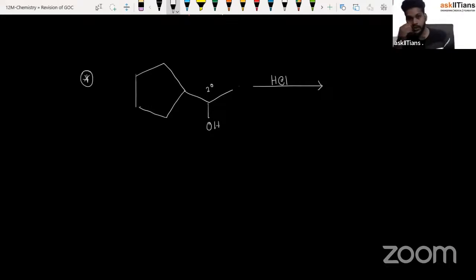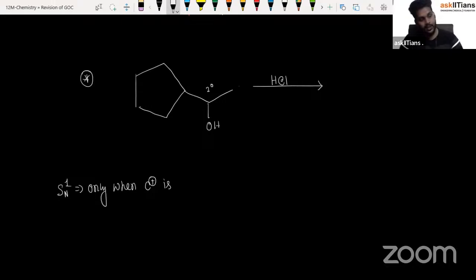Is it going to undergo SN1 or SN2? When do we really understand that it would be SN1 or SN2? SN2 always. SN1 only when the carbocation that is getting generated is stable. So try to make it undergo SN1 once and see whether there is a stable carbocation that you get or not. If you get a stable carbocation, then it is SN1. If you don't get a stable carbocation, then it's SN2. Considering that, what will be our answer?